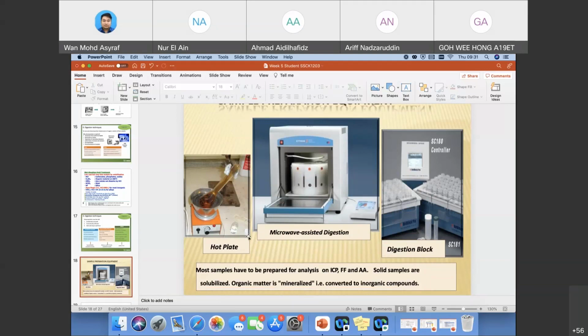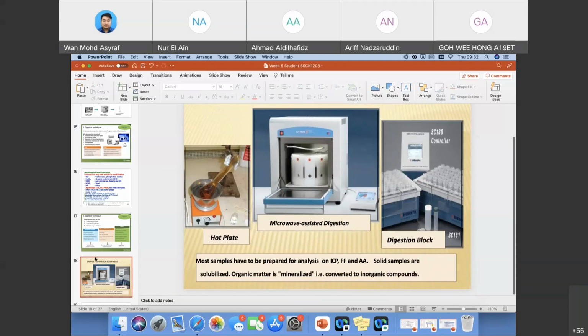So most samples have to be prepared for the analysis of ICP, flame, or atomic absorption. Solid samples are solubilized. Organic matter is mineralized, which is converted to inorganic compounds. So your organic matter now is being destroyed.